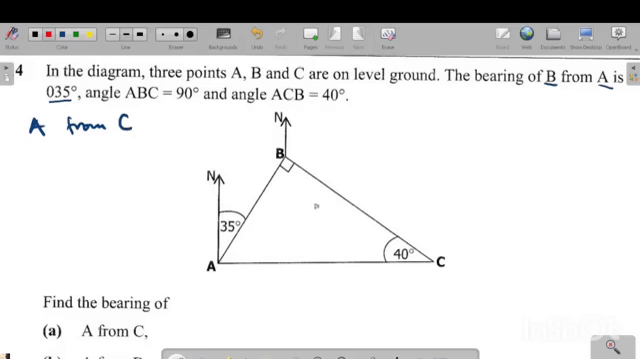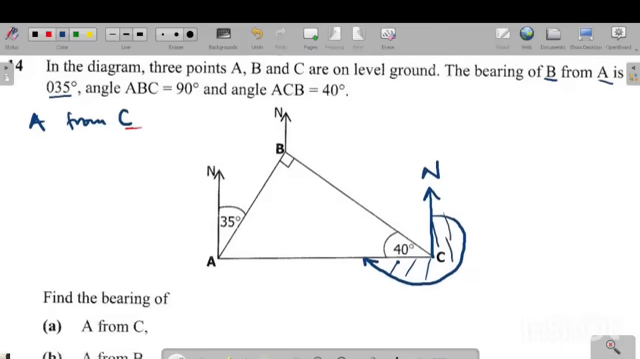Okay, so you are standing at C. Where you are standing at C, you are supposed to draw a north like this. Bearing is measured clockwise from the north. So you are going to move clockwise from the north like this until you meet the line that is joining A and C. So the bearing they want you to find is this one here.